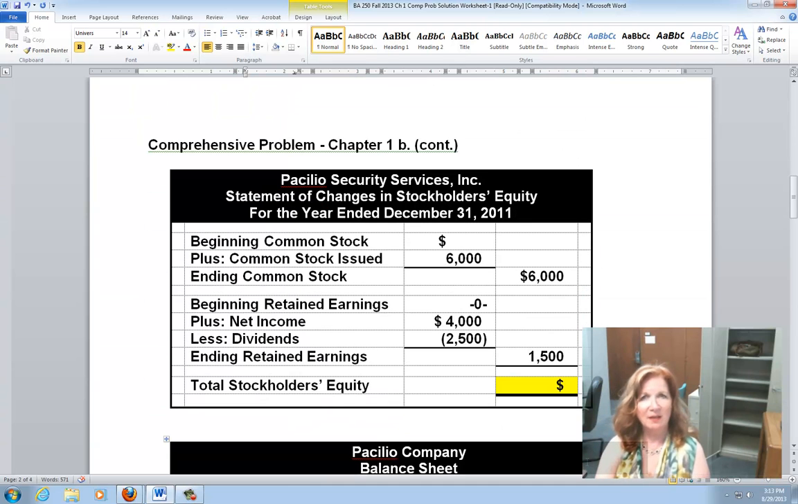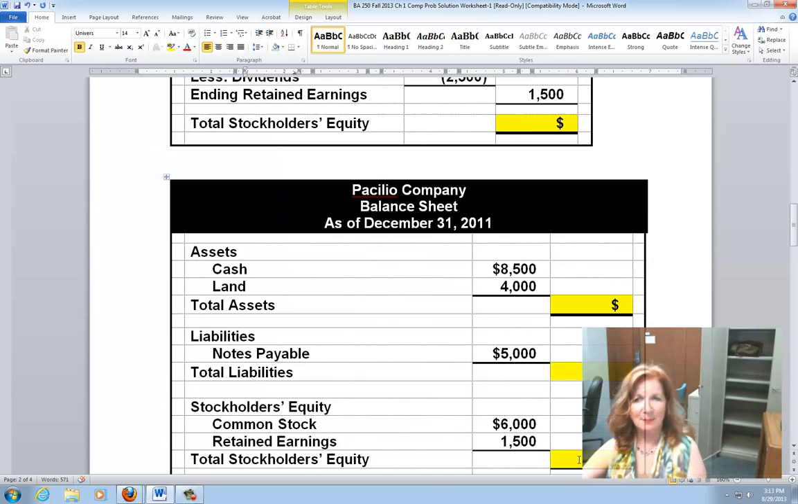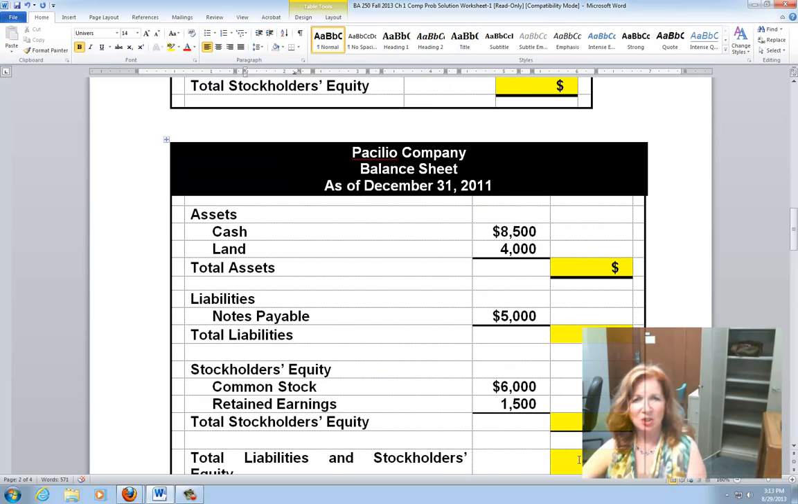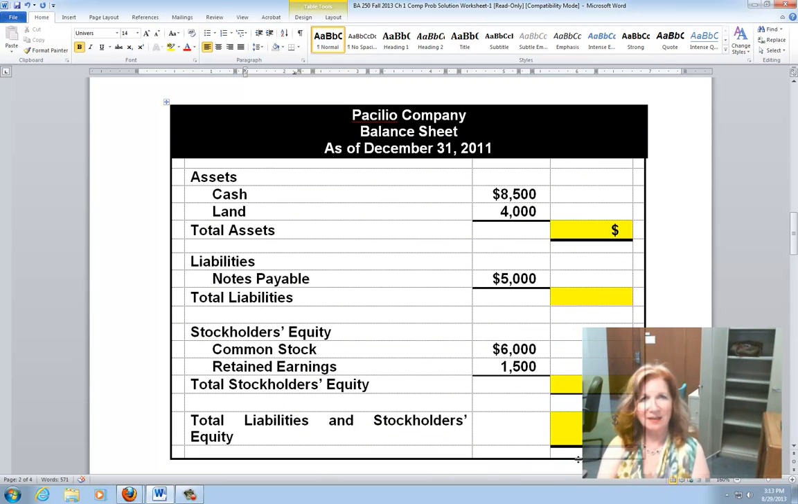And then you get the total is 1,500, so now you want to know the 6,000 plus the 1,500. You want to enter that in for total stockholders' equity, the contributed capital by the owners and the earned capital by the business. Next comes the balance sheet. The balance sheet presents the assets, the liabilities, and the owner's equity. The accounting equation says that assets are going to be equal to liabilities plus owner's equity.